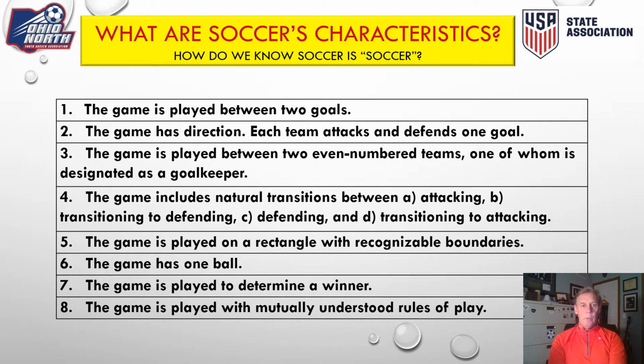The game's played between two goals. The game's got a direction to it. There's typically two even teams. There's a goalkeeper. I'll talk about number 4 in a second. The game is played on a rectangle with boundaries. It's got one ball. The players know what they need to do to win, and they've got some understanding of what the rules are. Those would be characteristics.